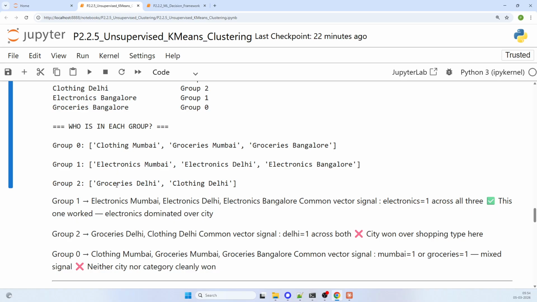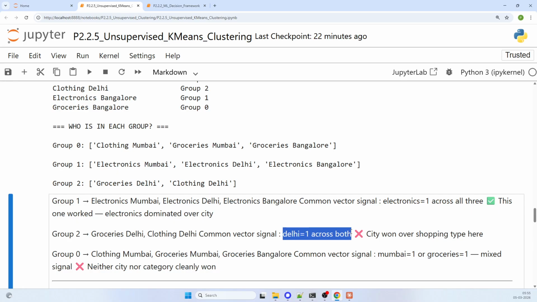In the second group, all the Delhi based customers are created into one cluster. Okay. So on what basis the clustering is happening keeps changing. That all depends on the algorithm. Here the cluster happened based on city name. See, city and shopping here, because the common value is across both.